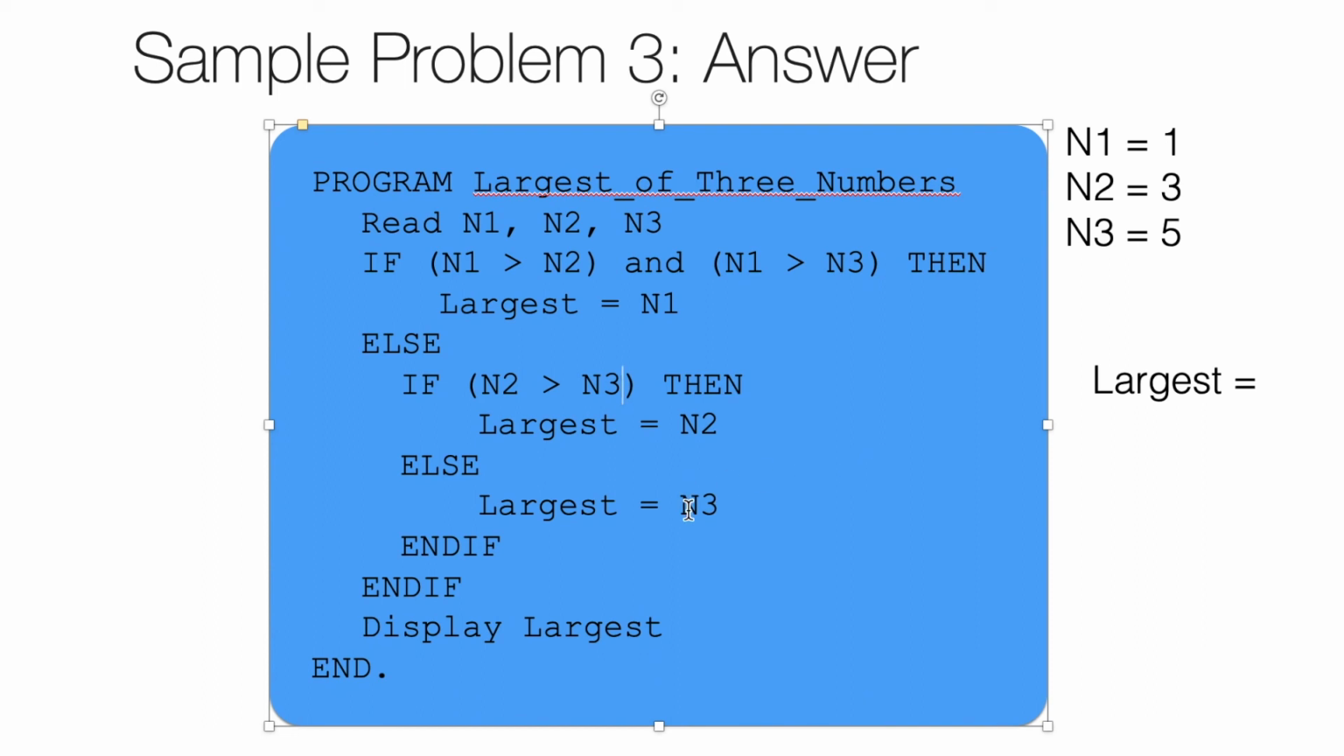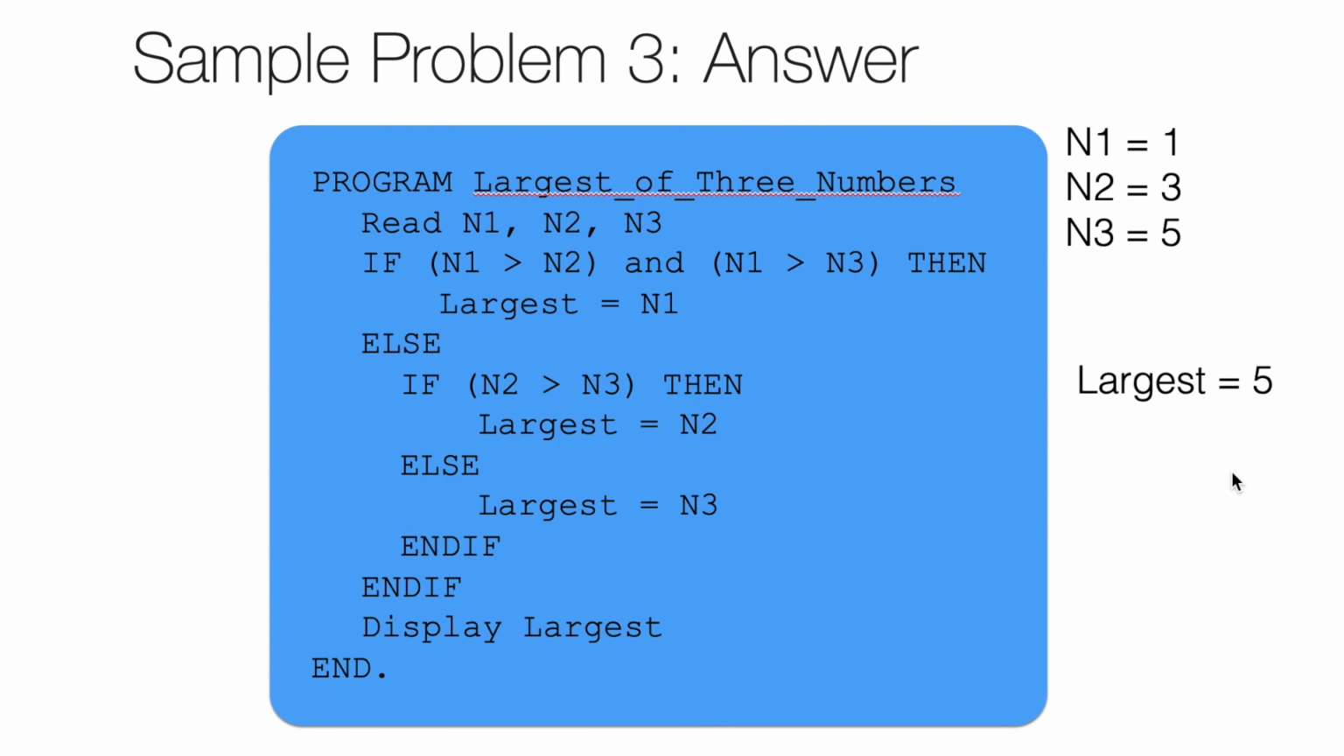That means my largest will get the n3 value, and n3 right now contains 5. Then I'm ending my first if clause, then I'm ending my second if clause. Then I'm executing the last statement of my pseudocode, that is display largest. So this pseudocode will display the largest value as 5. Is this right? Yes. From the numbers 1, 3 and 5, the largest is 5. So we can verify that this algorithm is doing the right thing.